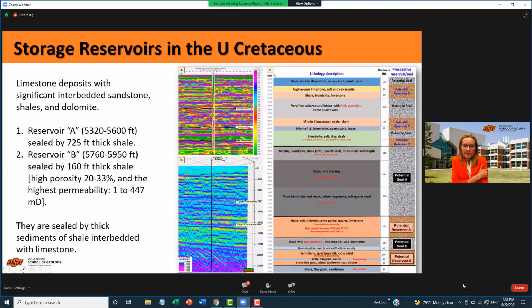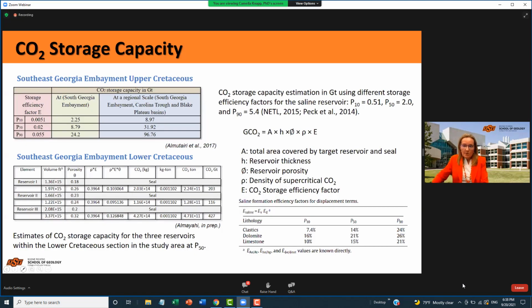All right, so the main potential reservoirs in the Upper Cretaceous strata identified in this study are within limestone deposits with significant interbedded sandstones, shales, and dolomites. Reservoir A in this depth interval is sealed by about 725 feet thick shale. That's Reservoir A, and Reservoir B that is deeper, sealed by 160 foot thick shale. It basically separates the 2 interpreted reservoirs. So we believe that we found significant markers in the Upper Cretaceous and the Lower Cretaceous sections. Here I'm showing both of them, even though I mostly focused on this.